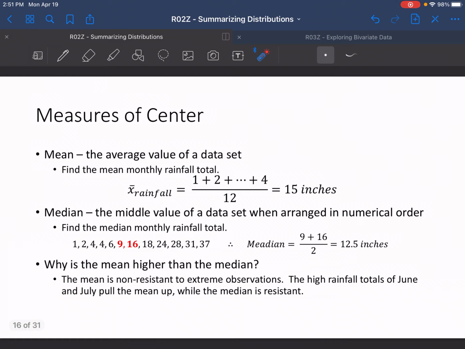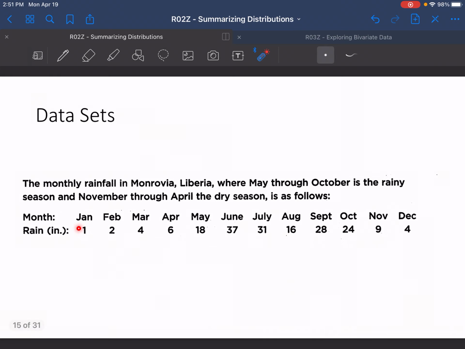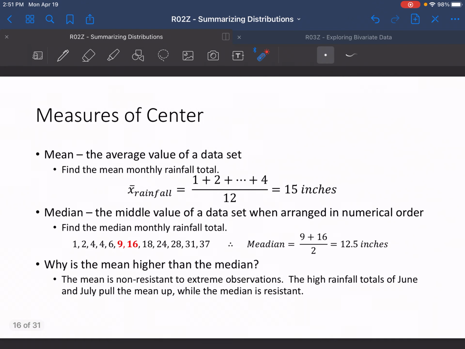And so if we're asked to find our measure of center for this, we can do that in a few ways. First we can look at the mean, which again is just the average value of a data set. Hopefully you understand how to find the mean, where it's just adding up each one of the values in our data set and then dividing it by the total number that's in the data set. So all of those numbers added up divided by 12 would give us 15 inches.